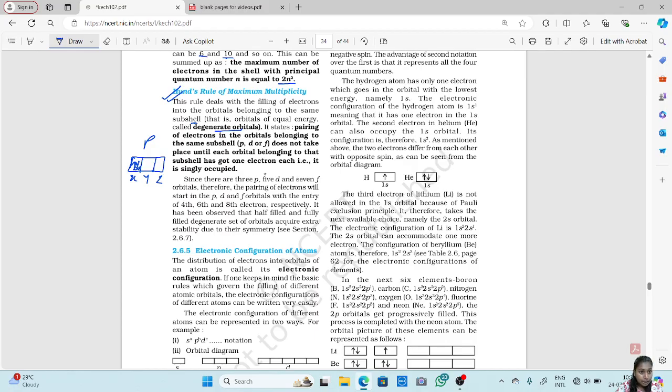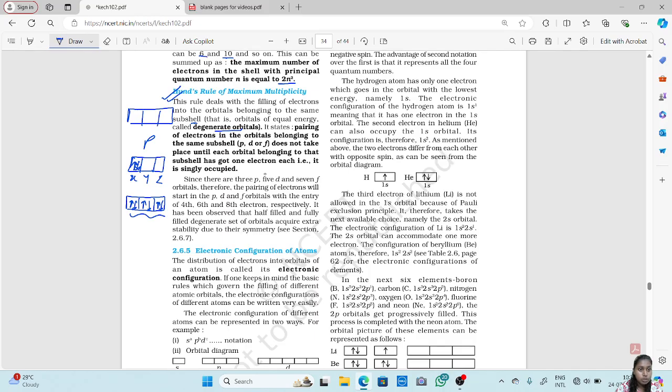For pairing to occur, you require these orbitals to be filled with single electrons first. When all these three orbitals are filled singly, after that whatever electron comes next will be the one which will be used to pair them. Got it? So Hund's rule of maximum multiplicity states that you will have pairing of electrons in these subshells only when all the orbitals have been occupied by single electrons first.